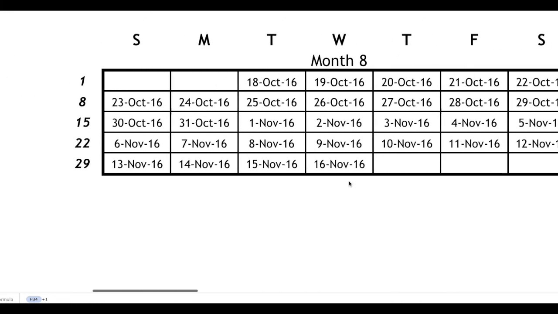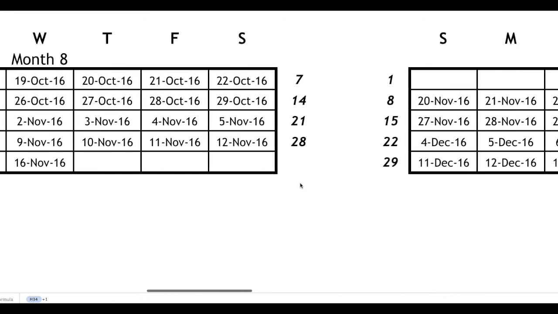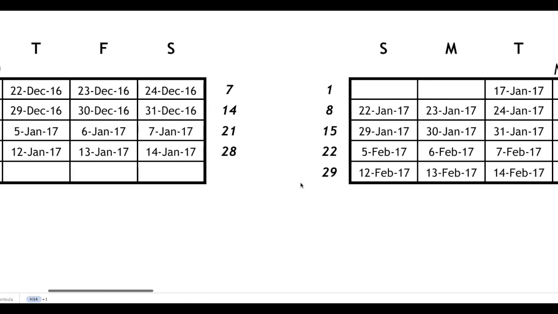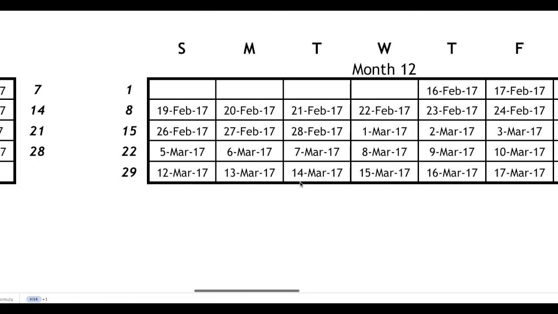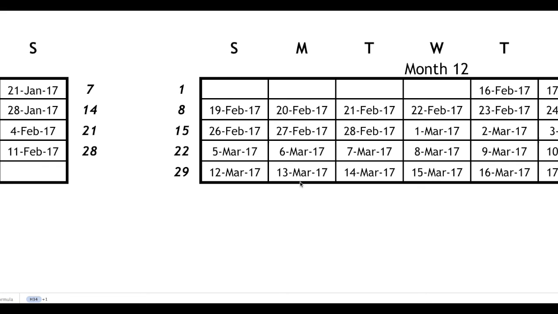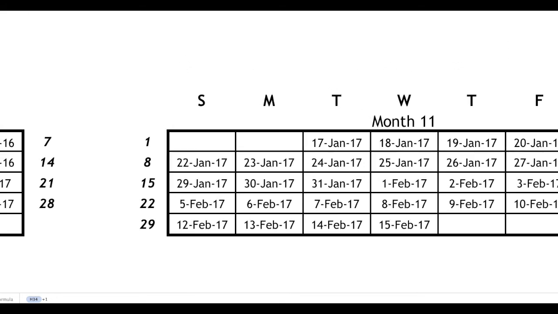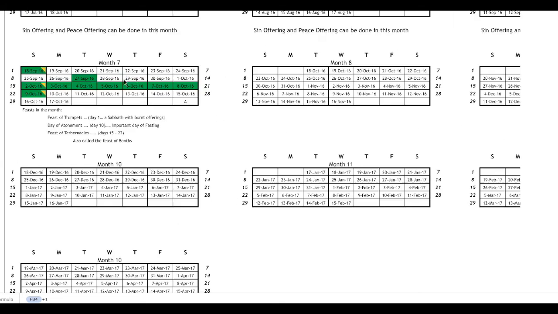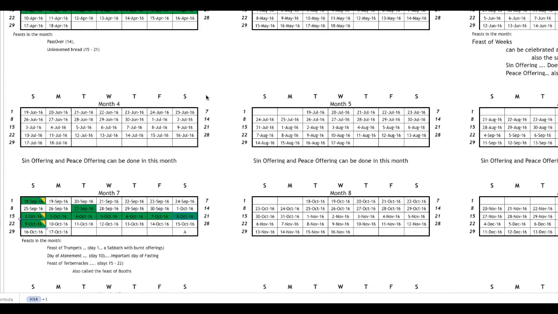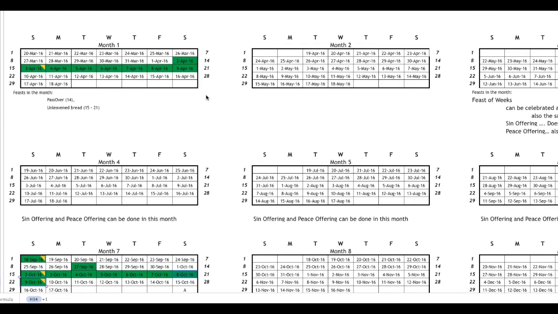In the 8th month and the 9th month, there is no feast. In the 10th month, 11th month, and 12th month, there is no feast. Okay, so you only have feasts mainly in the 1st month, in the 3rd month, and the 7th month. That is when you have the feasts of the Most High. So that is how we organize the calendar. I hope this is explanatory.